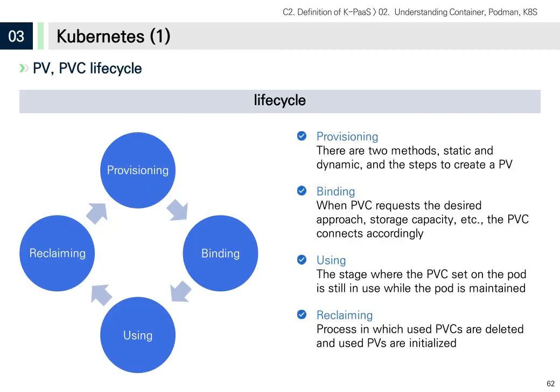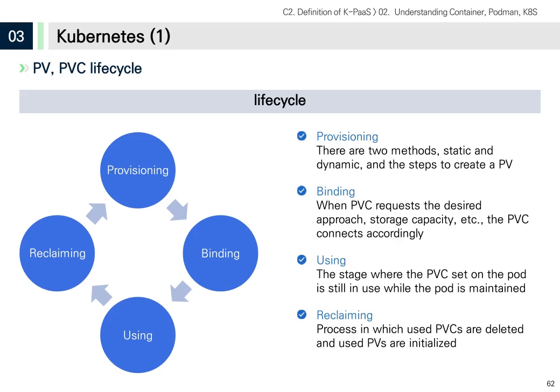This picture represents the life cycle of PV and PVC, which we looked at earlier. Provisioning is the stage where PVs are created, and there is static provisioning and dynamic provisioning. Binding is where you define the access and storage capacity you want for a PVC, and it is bound to a matching PV. If no matching PV exists, it will wait for one to be created and connected.